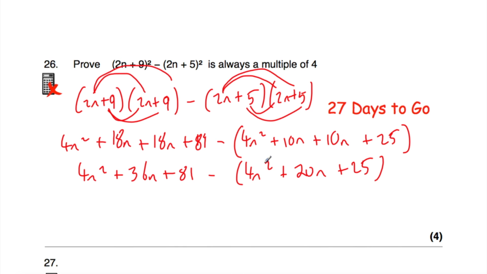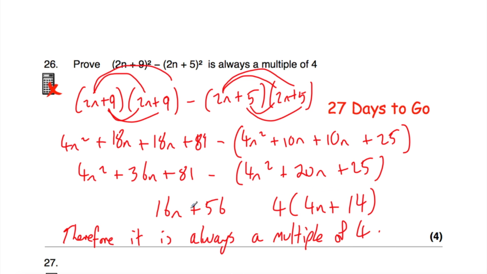So 4n squared take away 4n squared will be 0. 36n take away 20n will be 16n. 81 take away 25 is equal to 56, so that'll be plus 56. And then we've been asked to show this is always a multiple of 4. As you can see here, we can factorize this and take 4 out. So that would be 4 bracket 4n plus 14. So it's 4 multiplied by something, so it's a multiple of 4. Let's explain that. Because it's 4 multiplied by something, it's always going to be a multiple of 4.